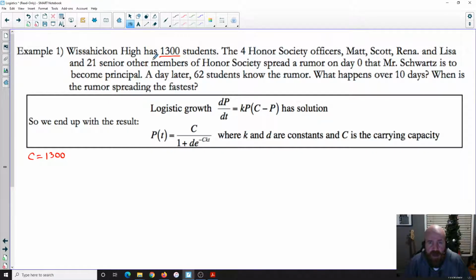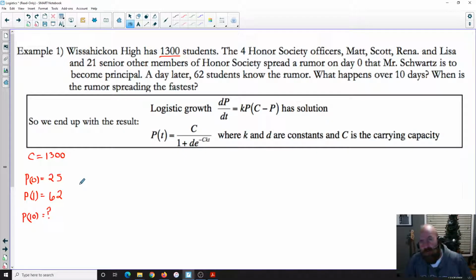We have 4 Honor Society officers along with 21 members. So we know on day 0, so P of 0, 25 people knew. So the 21 members plus the 4 officers. It said a day later, 62 students know. So we know P of 1 is 62. And then they want us to find what P of 10 is. We don't know that, that's what we're finding. And then when is the rumor spreading the fastest? We'll talk about that at the very end.